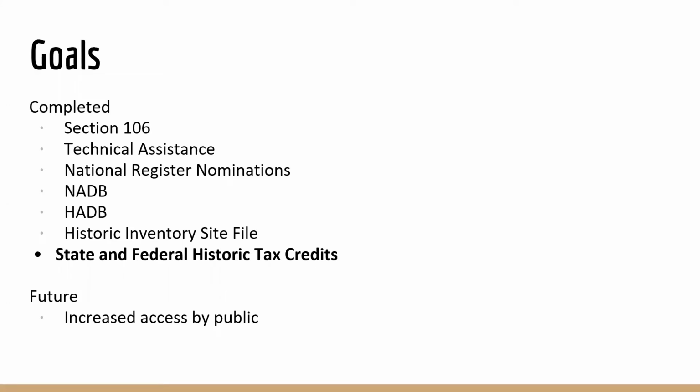But as you can see here, up to this point, we have Section 106, technical assistance, and National Register nominations. You can fill out NABI forms, HABI forms, and historic inventory site file records and upload PDFs to support those new records. We now also have the state and federal historic tax credits. There will be one slight change in terms of the federal historic tax credits. For those, we will actually be allowing you to upload your files the same as you will be able to do with state.